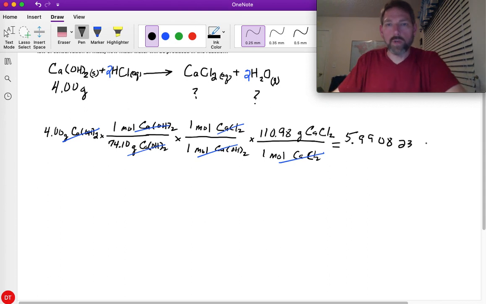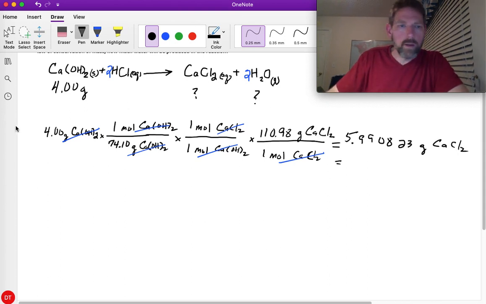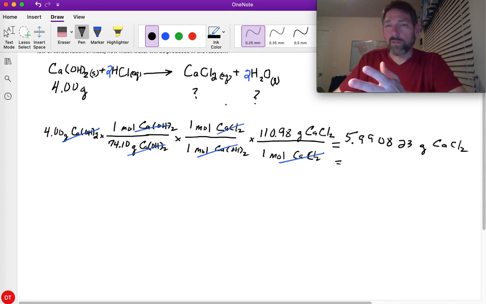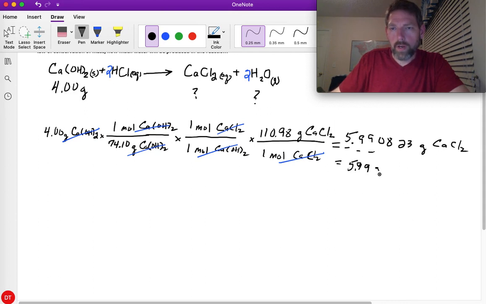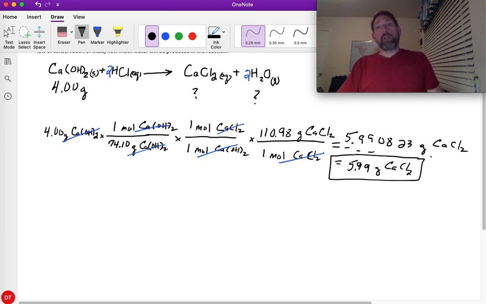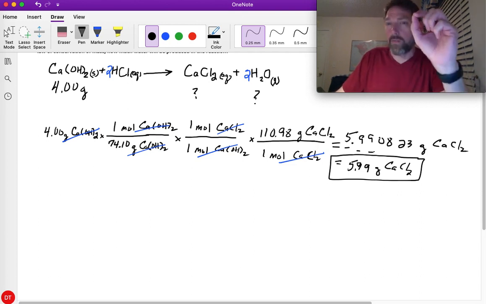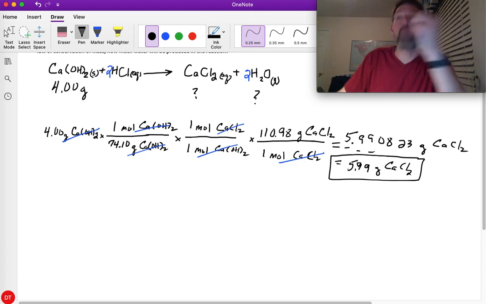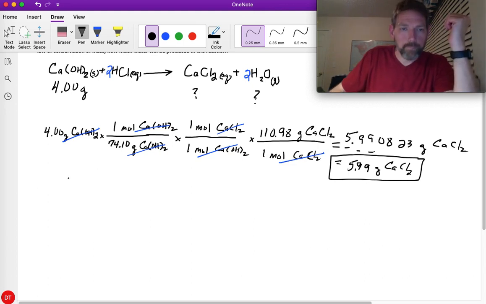You just need some extra numbers. Grams of calcium chloride. So 4.00 has 3 sig figs. Let's go with 3 sig figs here. Let's see what happens. 1, 2, 3. The 0 will not round that up. So 5.99 grams of calcium chloride. That's our answer. Not 6.00, 5.99, because this 0 does not round that up. It's not significantly high enough, that 0. So it has to stay 5.99. You don't write 6. Okay.